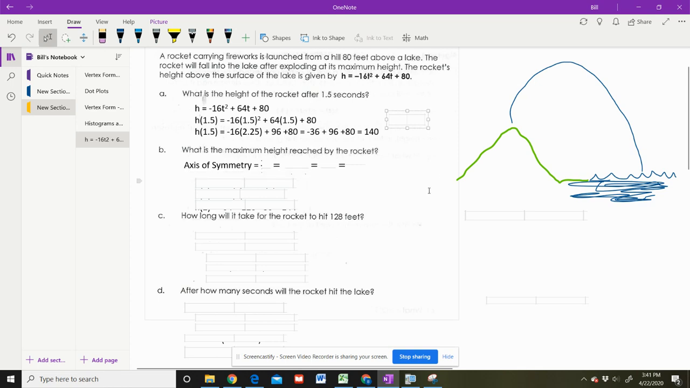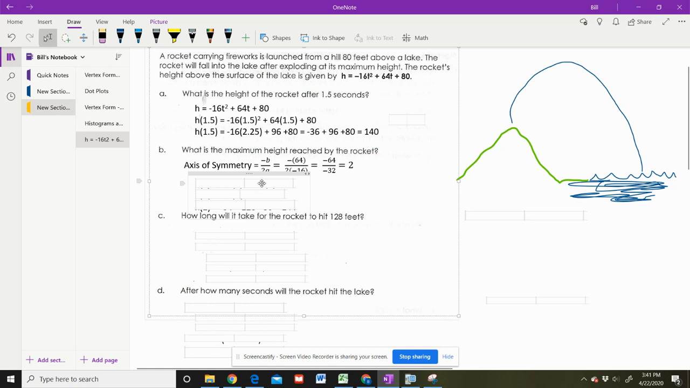So now they're saying, okay, what is the maximum height reached by the rocket? So remember, to find the maximum height, we're going to use axis of symmetry. That's where we use that formula, negative b over 2a. So in this case, our b is 64 and our a is negative 16. So we're going to plug that in. We get negative 64 over 2 times negative 16. When we do that, we get negative 64 over negative 32. Negative 64 divided by negative 32 just gives us 2. So it reaches its maximum height after 2 seconds.